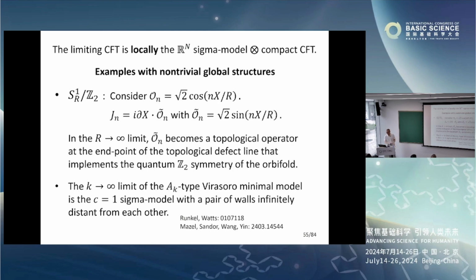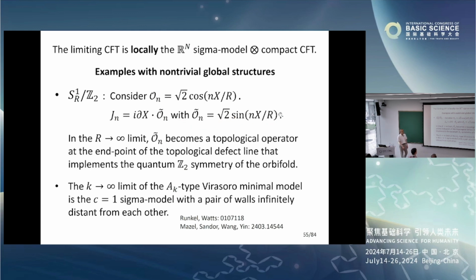And in fact, there are examples with non-trivial global structure. So I give you two examples. There are more. Let's first consider this Z2 orbifold of a circle. In that case, there is a primary operator which is given by cosine. I have to have cosine because this operator is invariant under x goes to minus x. So this is Z2 invariant. Now, if you take the derivative of the operator with respect to z and define j, then you get not only del x, but in fact O tilde, and O tilde is sine.